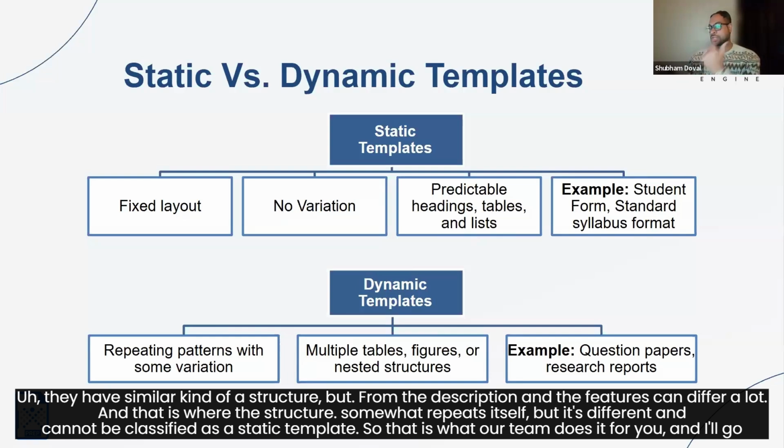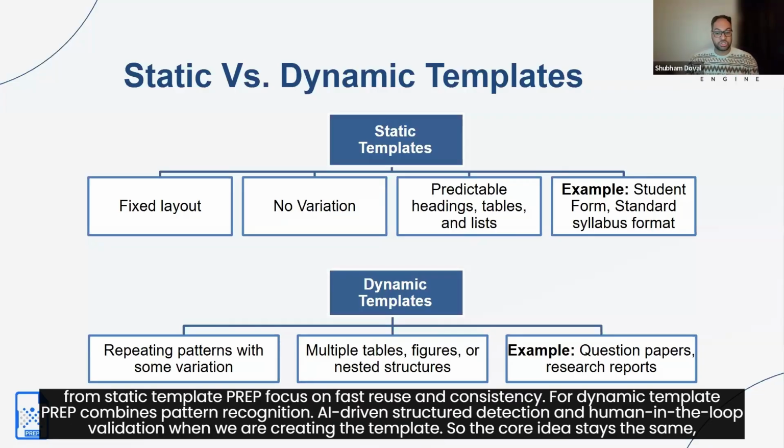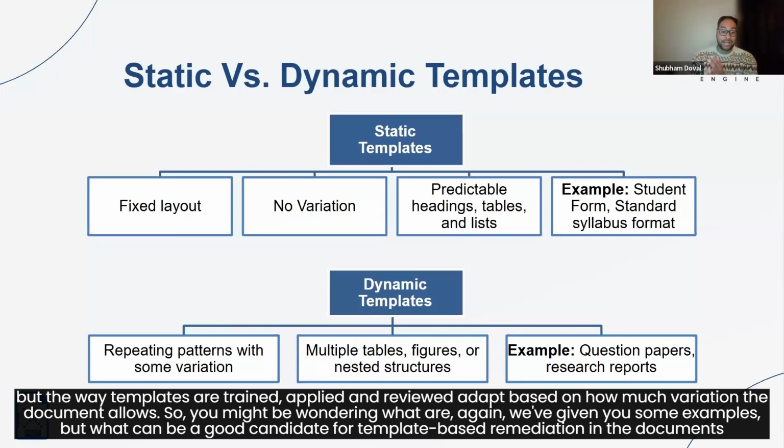And I'll go into how they do it, what they do, and how you can use it in creating a dynamic template a little later. But Prep as a tool is designed to handle both. For static templates, Prep focuses on fast reuse and consistency. For dynamic templates, Prep combines pattern recognition, AI-driven structure detection, and human-in-the-loop validation when we are creating the template. So the core idea stays the same, but the way templates are trained, applied, and reviewed adapts based on how much variation the document allows.